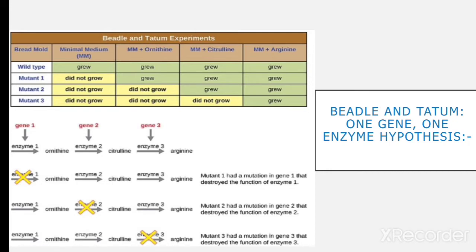And they also knew that by exposing Neurospora spores, as Neurospora is a mold, to X-rays, they could randomly damage its DNA. This means that X-rays damage the DNA of these Neurospora spores and create mutations in the genes of Neurospora. Each different spore exposed to X-rays potentially contains a mutation in a different gene.